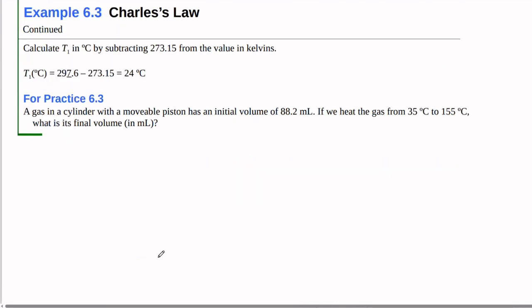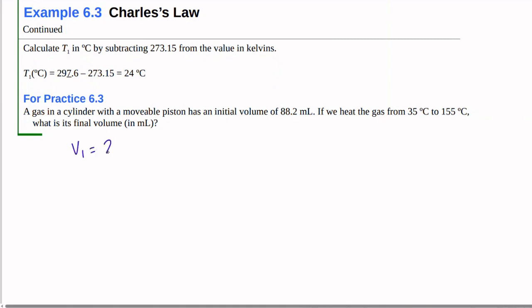Now we're going to convert that back to degrees C. So 297.6 minus 273.15, and we get 24 degrees C. Next we're going to work the for practice 6.3. A gas in a cylinder with a movable piston has an initial volume of 88.2 milliliters. If we heat the gas from 35 degrees C to 155 degrees C, what is its final volume?